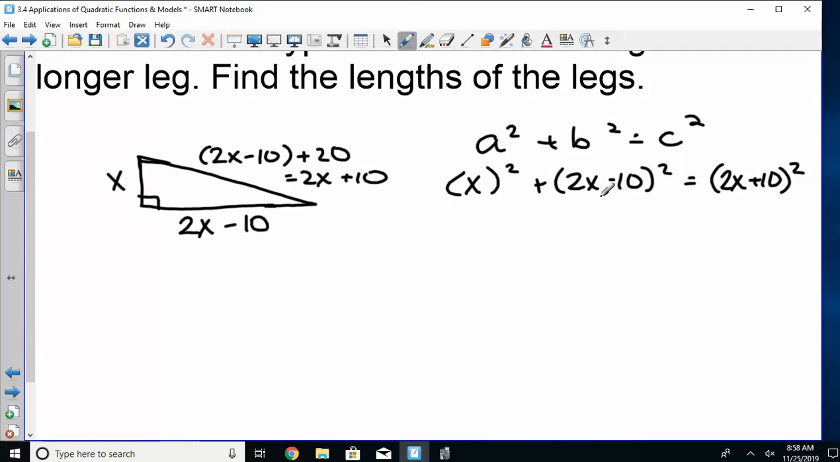How am I going to square 2x minus 10? FOIL. It means you have two of them if you need to write that out. So we have x squared plus, if I FOIL that, we get 4x squared minus 20x, minus 20x. Can I just go ahead and write minus 40x? Everybody knows where I got that. Negative 10 times negative 10 is positive 100.